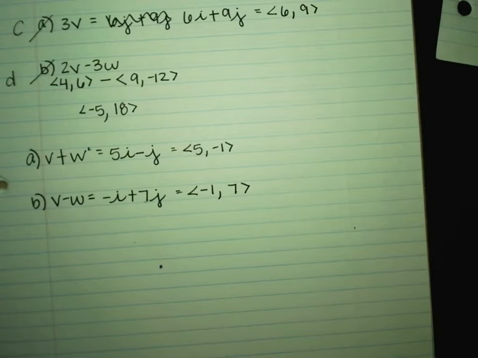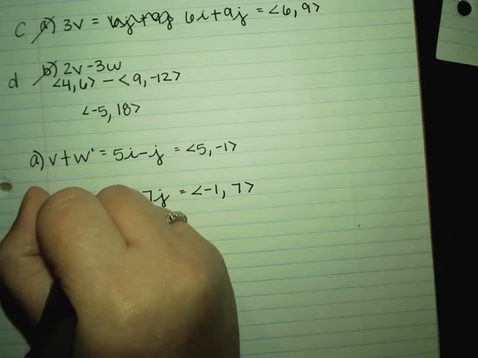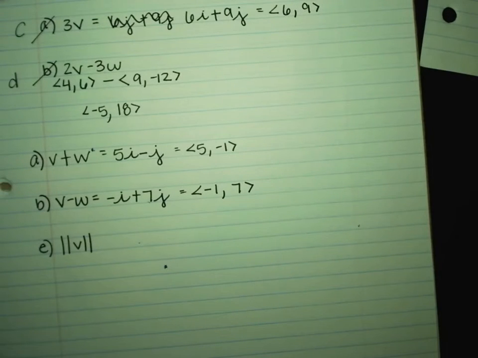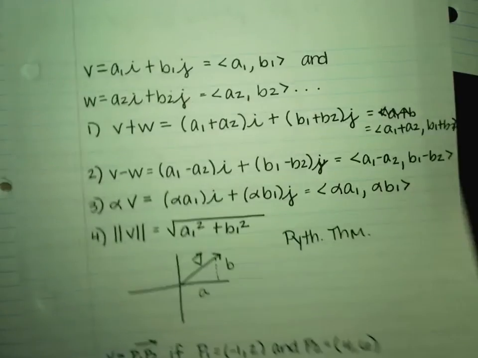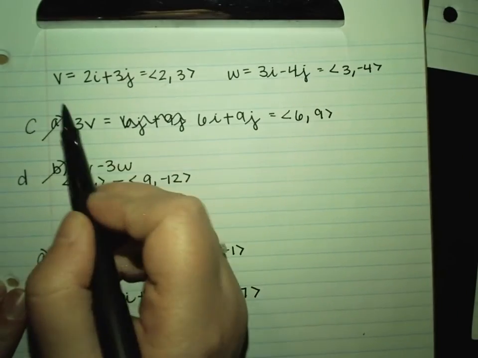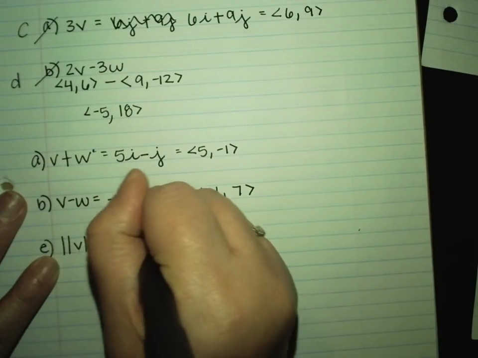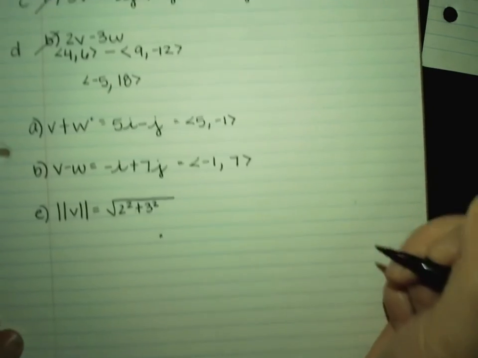Alright, then let's jump back down to part E, where it's asking us to find the magnitude of V. So if you recall, magnitude is, there it is, the square root of a squared plus b squared. So we're only talking about the magnitude of V. So we're only using the 2i plus 3j or the 2, 3. So this is equal to the square root of 2 squared plus 3 squared.